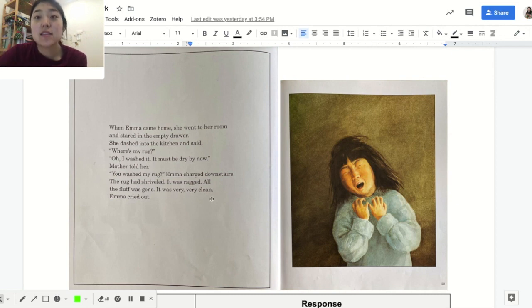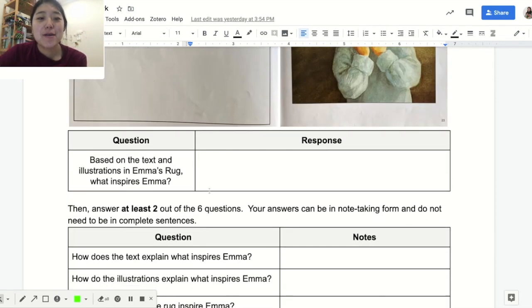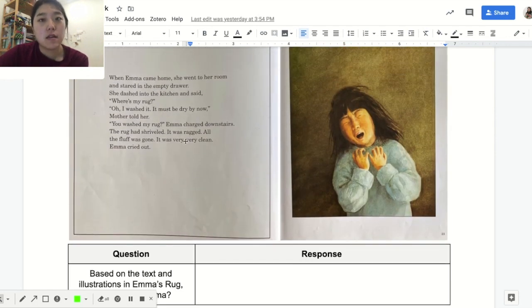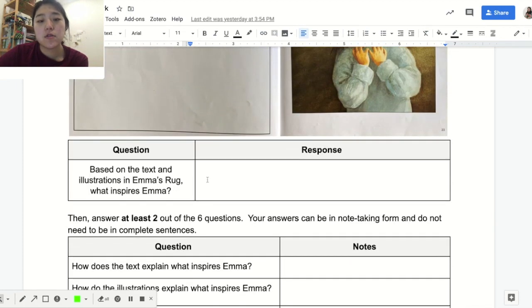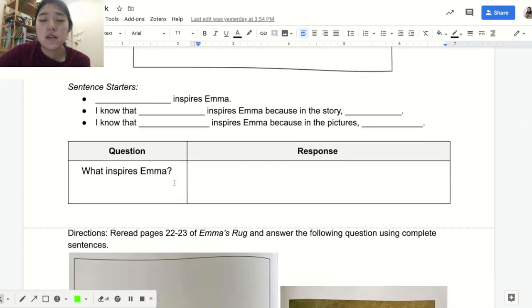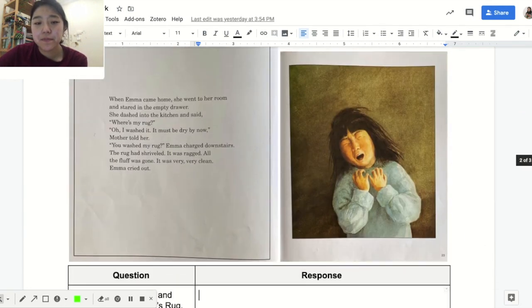All right, continuing on with our classwork. So the question that you need to answer in regards to these 2 pages is, based on the text and illustrations in Emma's Rug, what inspires Emma? So now, based off this text and illustration, I want you to answer this question. And you can use these sentence starters up here to help you answer that question as well.